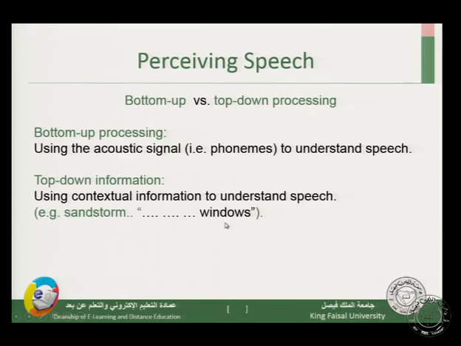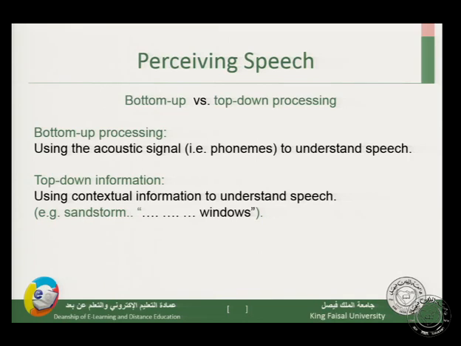Okay? How did you understand what your father has said? It is by the context. There is a sandstorm. You have used the context in order to understand what your father has said: close the windows because there is a sandstorm. You have used the context in order to understand. So this is called top-down information.